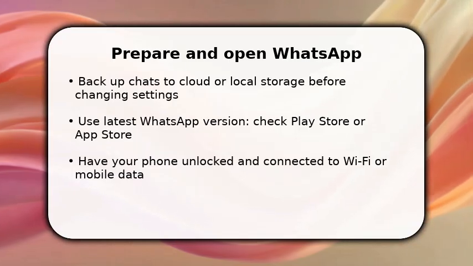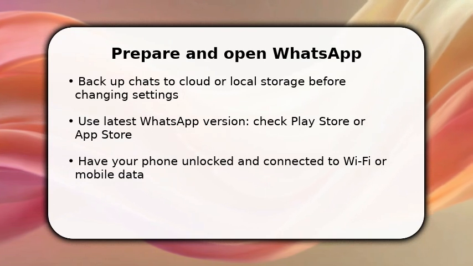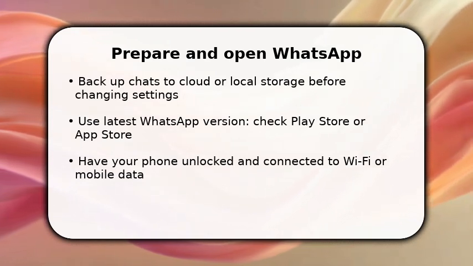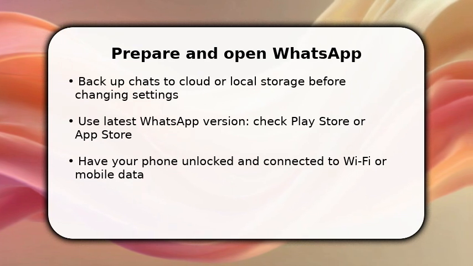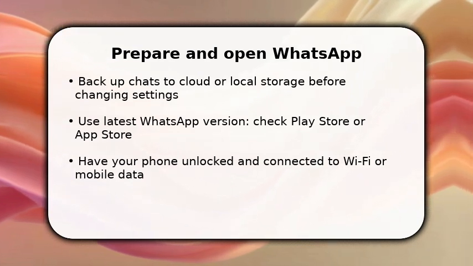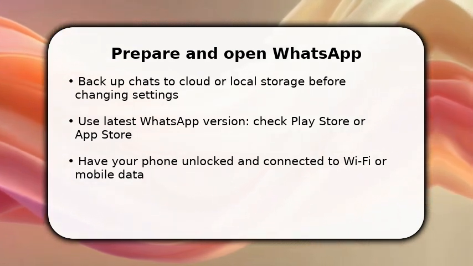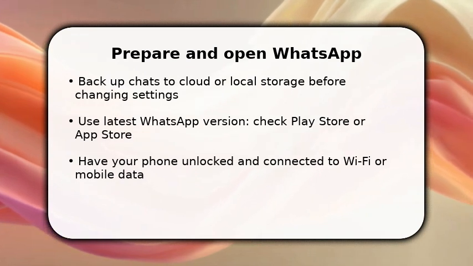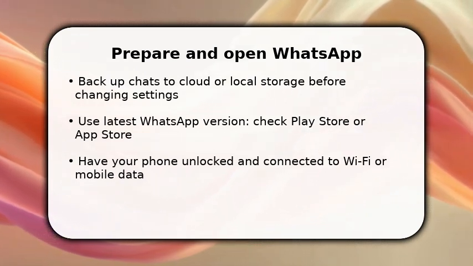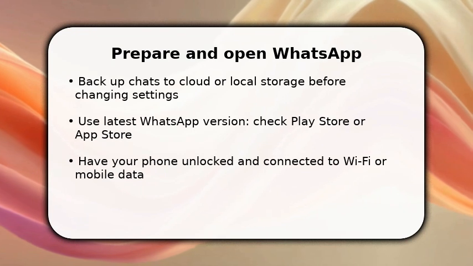You start by confirming backups and app version so nothing is lost. Open WhatsApp and go straight to settings. You need access to account and chats options. Once done, make sure you're signed into the correct phone number and that app sync is complete. This avoids accidental data loss when toggling features.